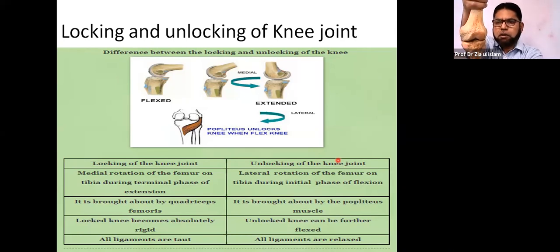All the ligaments are taut. Now what happens when we unlock for flexion? There is slight lateral rotation of the tibia and it gets unlocked. This slight lateral rotation of the tibia is done by the popliteus. So that's why popliteus is known as the unlock muscle. It unlocks the knee joint so it can flex further. So full extension is called the locked knee.